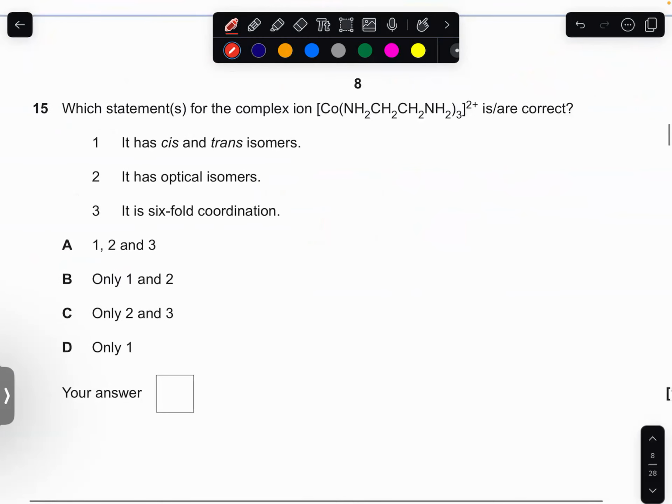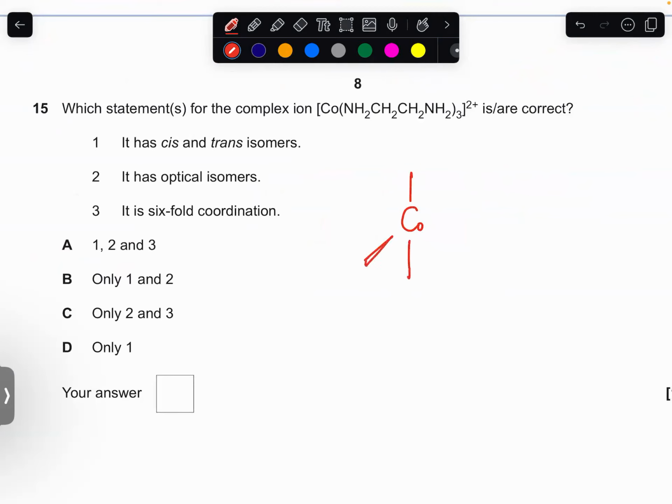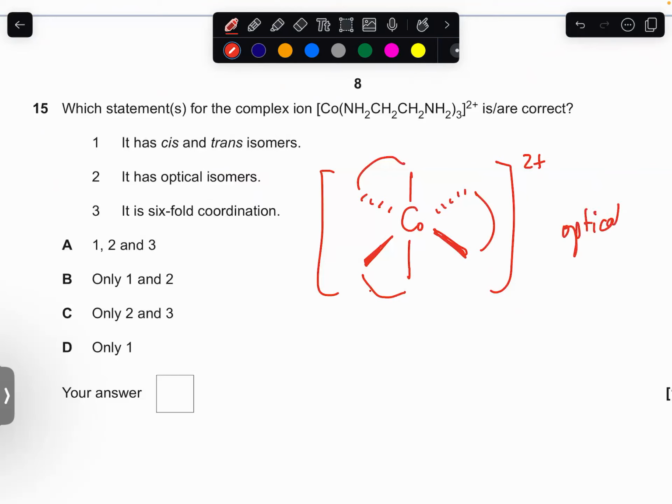And the last but not least question here. Which statement for this complex is correct? You see with cobalt, you've got 3 bidentate ligands. We can draw them like this. Just showing you the shorthand version. When you've got 3 bidentate ligands, this gives rise to an optical isomer only. So it's going to be this. It has a 6-fold coordination number.